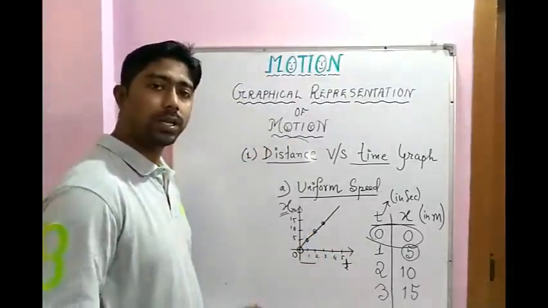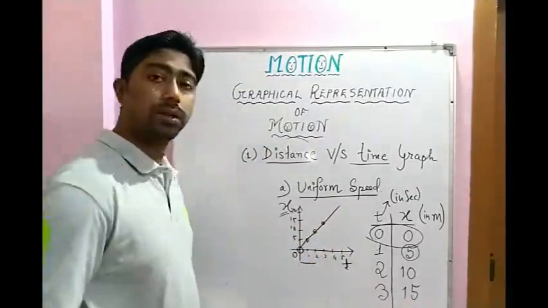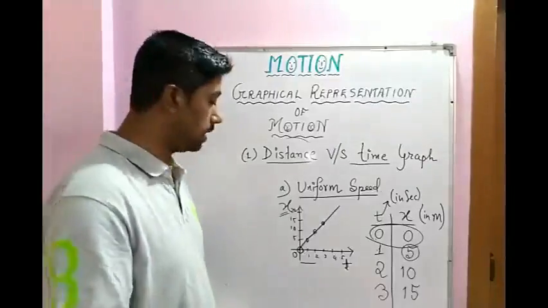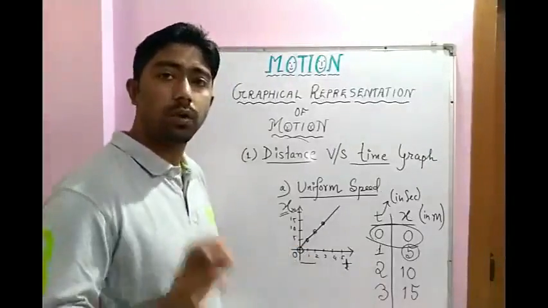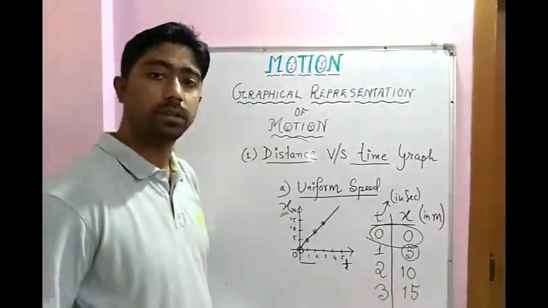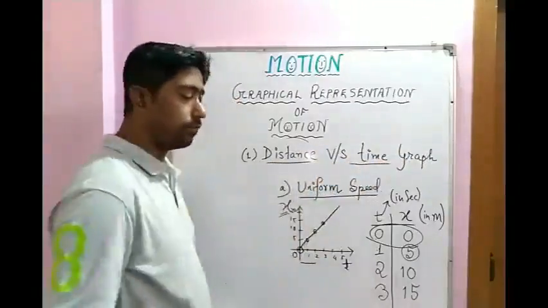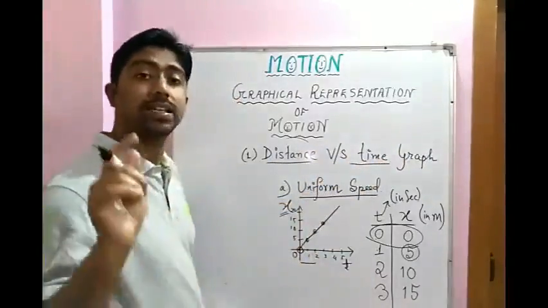Okay. Now what is interesting to note here is that this straight line that you have drawn is the graph, and it passes through the origin of the coordinate system. It passes through this origin. Okay. So the distance versus time graph for uniform speed is a straight line.